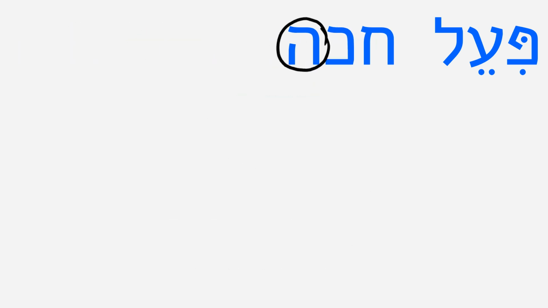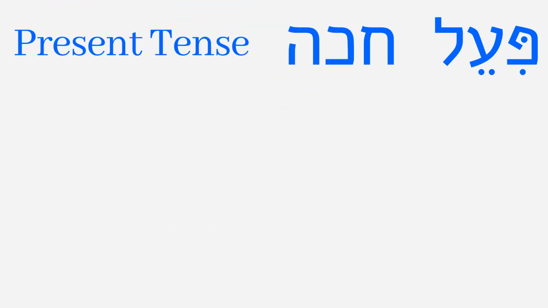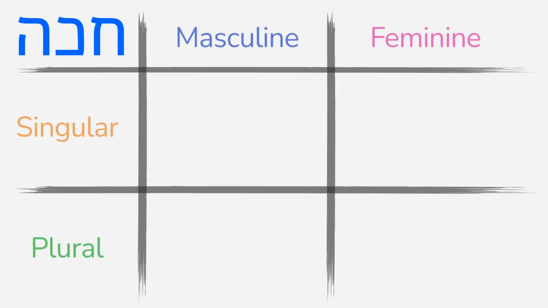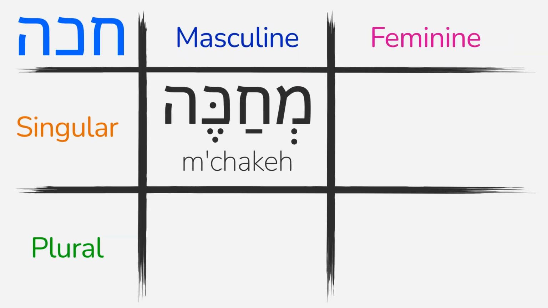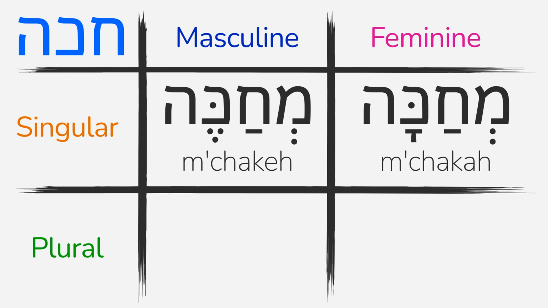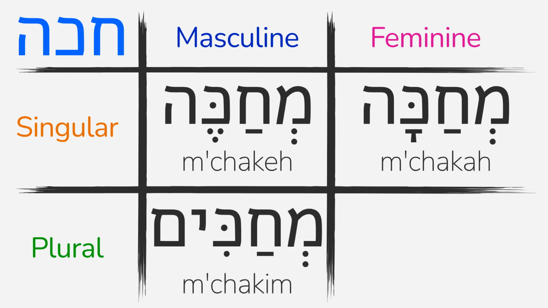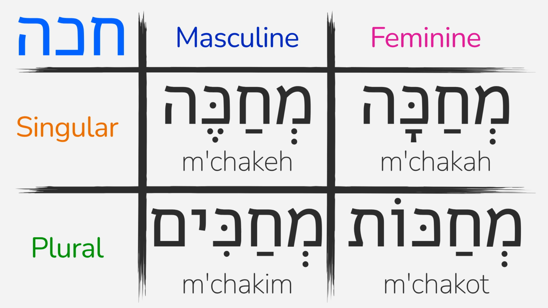If a root ends with hey, it is also irregular in the Piel present tense. Let's see the four forms of the present tense of the root chet kaf hey. Machake is the masculine singular form of the verb waits. Machaka is the feminine singular form. Machakim is the masculine plural form. And machakot is the feminine plural form.